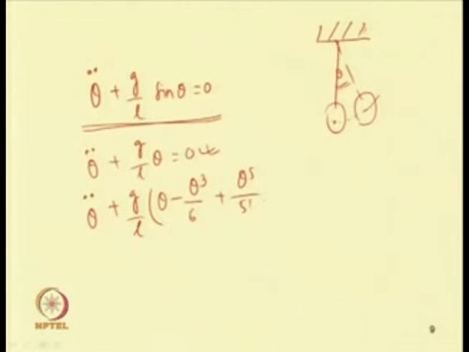So, by taking only 2 terms, we have a system with cubic nonlinearity, and if you take up to 3 terms, then this will be a system with quintic nonlinearity. So, this is a system with cubic and quintic nonlinearity, and if we limit the system up to the second term, then this becomes theta double dot plus g by L theta minus theta cubed by 6.